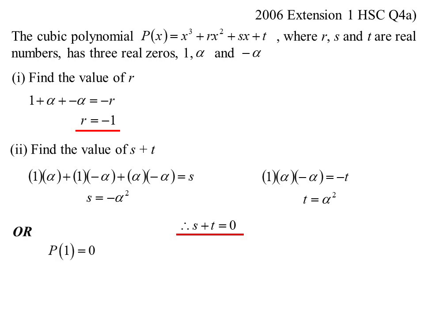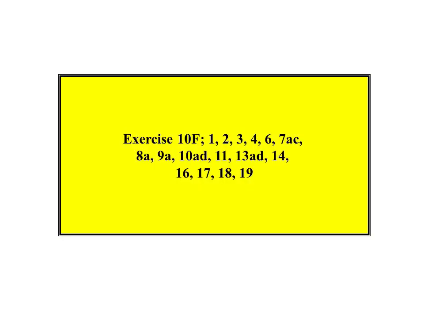Another way I could have done that: I could have said polynomial at 1 is equal to 0. Remember, they told me 1 is a zero. And if you substitute that in, 1 plus r plus s plus t is 0, we worked out r was negative 1, so s plus t is 0. So again, using the factor theorem, I can make myself a quicker question here. So 10f, playing with the roots of a polynomial.